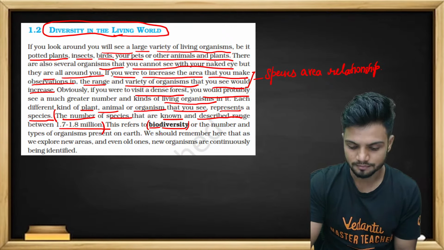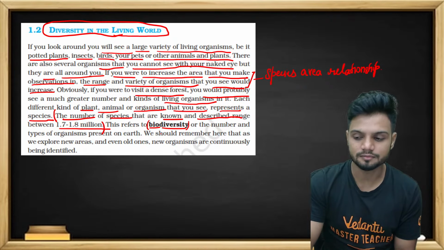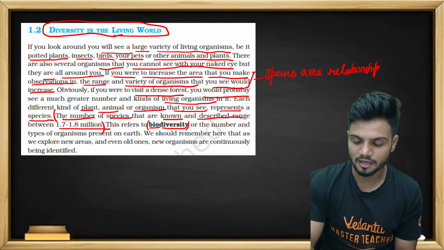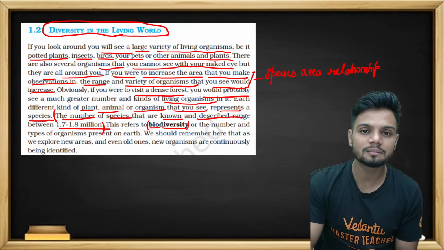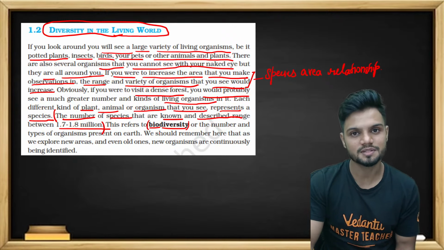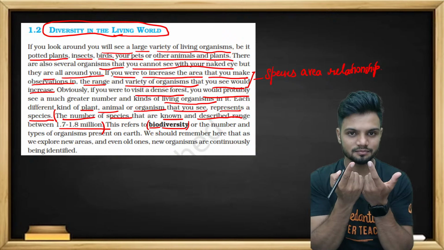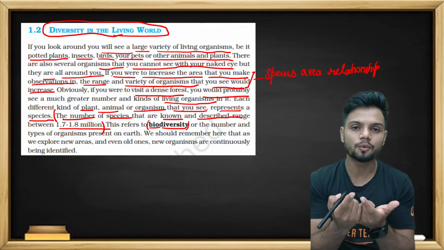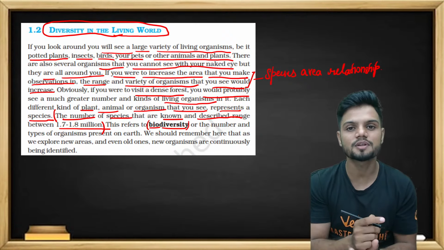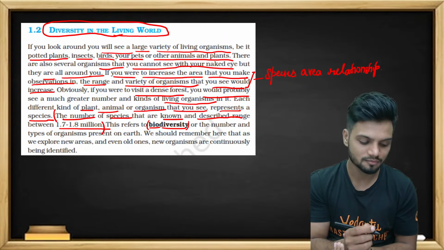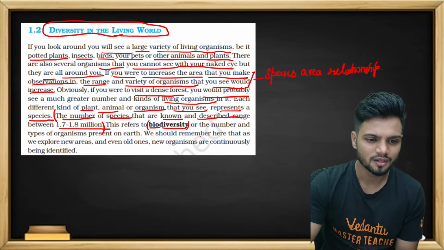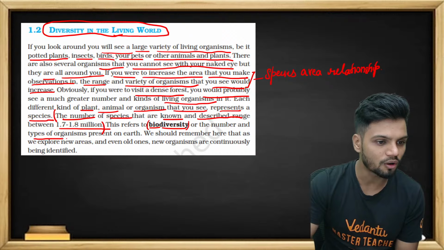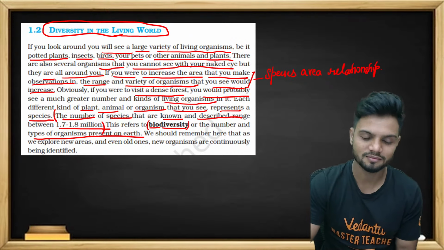Like if I ask what is your favorite rice, you will tell me, sir, tomato rice, biryani, lemon rice. That is a variety of rice, right? Similarly, biodiversity means variety of living organisms. So on this earth, you will find 1.7 to 1.8 million species of a variety of organisms. Very simple. Or the number of types of organisms present on the earth. Variety of organisms. Same thing.